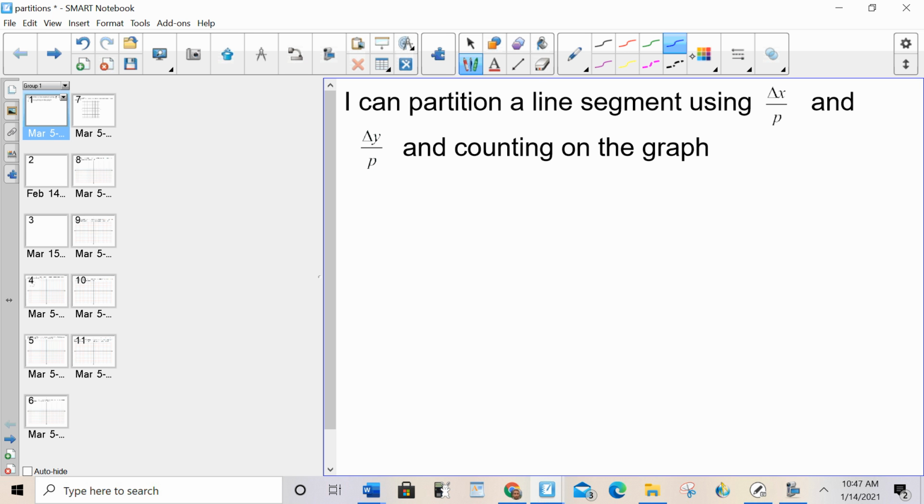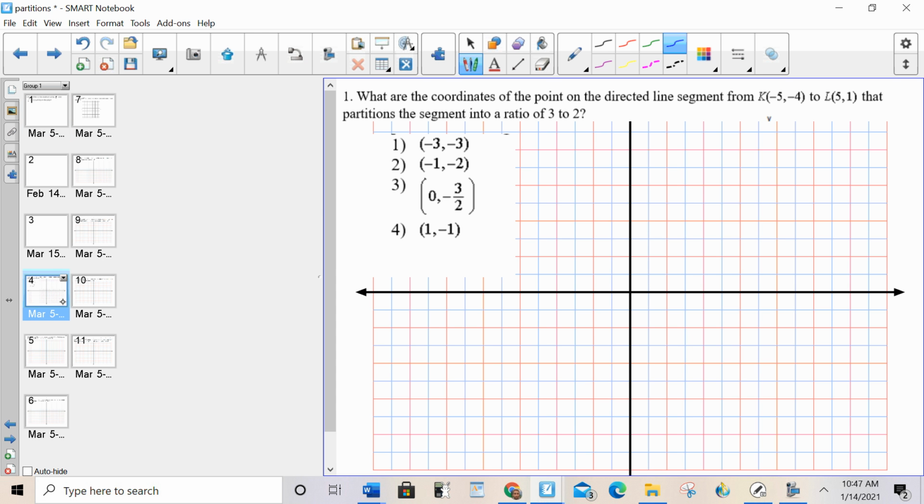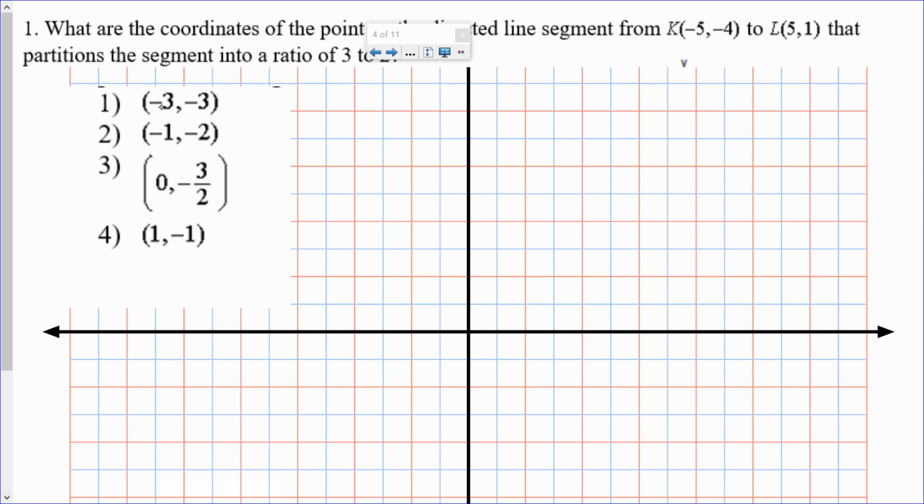So it's just following the procedure. Once you practice it a bunch of times, you're going to find that it's pretty simple. So let's just get right into the first example. What are the coordinates of the point on the directed line segment from K, -5, -4, to L, 5, 1?